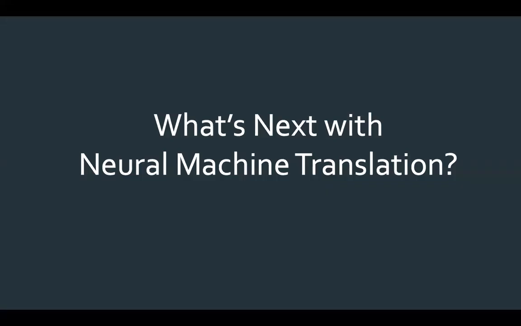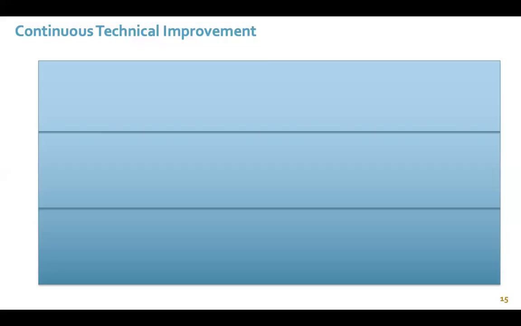So the next topic is what's next with neural machine translation. As you saw when we talked earlier about the evolution of machine translation, neural machine translation is relatively a new technology. In fact, Laura made that point earlier too. The advancements have been very fast moving, and I wanted to point out a few areas that are being focused on as of right now.